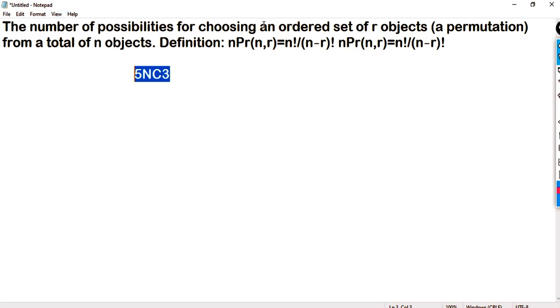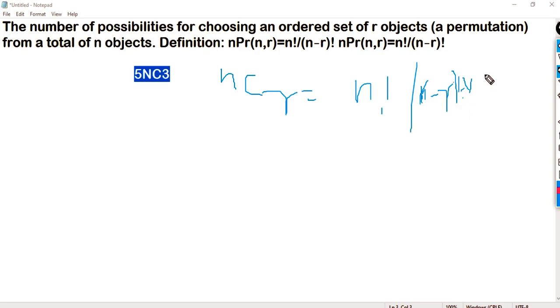The number of possibilities of choosing an ordered set of r objects, or permutation, from a total of n objects. Definition: nPr, permutation n r, is equal to n factorial divided by (n minus r) factorial. Generally, we want to say that nCr is equal to n factorial divided by (n minus r) factorial into r factorial. So guys, we have the value of n as 5 and r as 3.